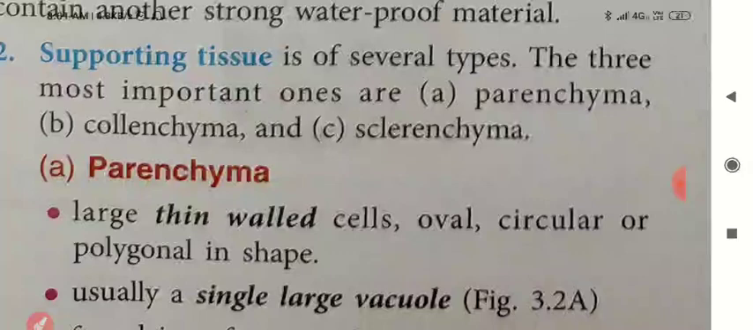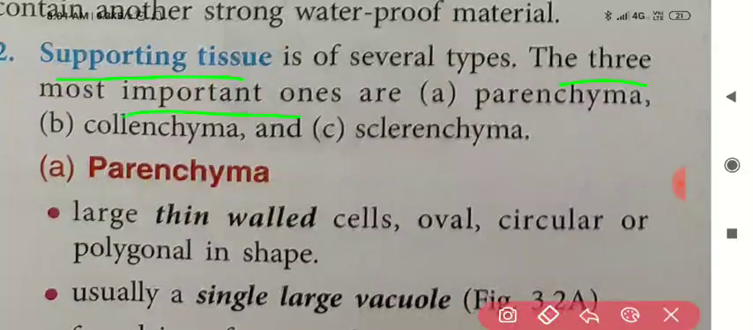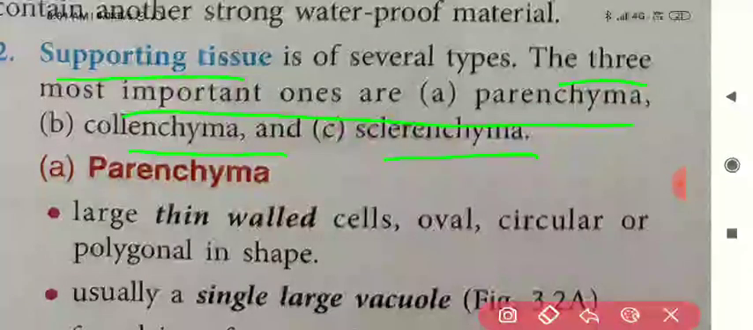The most important supporting tissues are parenchyma, collenchyma and sclerenchyma. My dear students, you must know the names. These three are also known as simple permanent tissue. Clear? Simple permanent tissue.